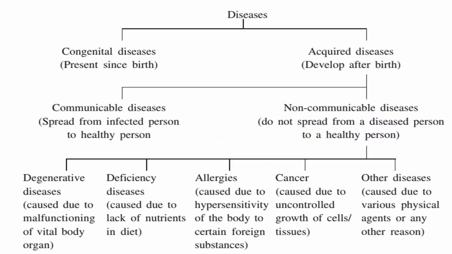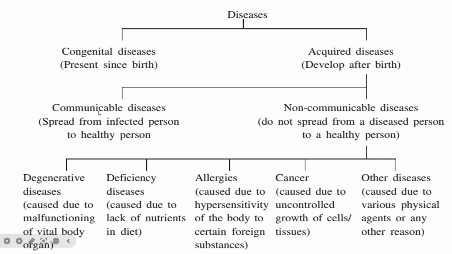Then diseases are classified into two types, congenital diseases and acquired diseases. Congenital diseases are present since birth, meaning you get them from your parents. Examples are sickle cell anemia, hemophilia, and even diabetes, which can be transferred from generation to generation. Acquired diseases are developed after birth. I'll tell you when to start; there is a lot here.